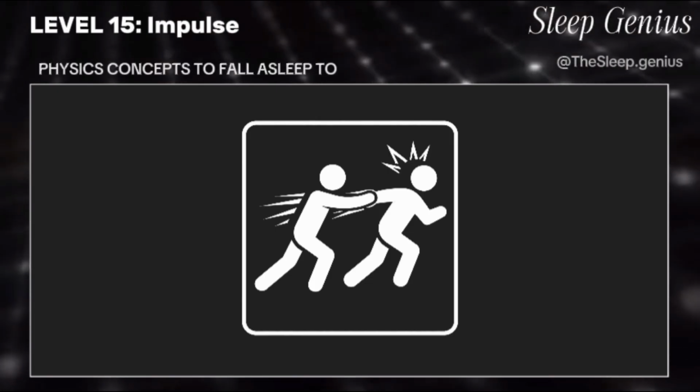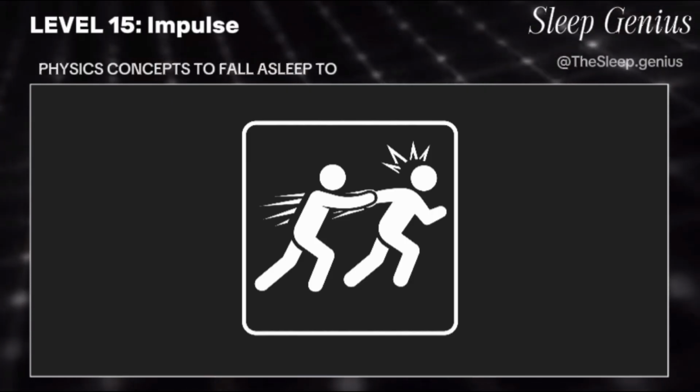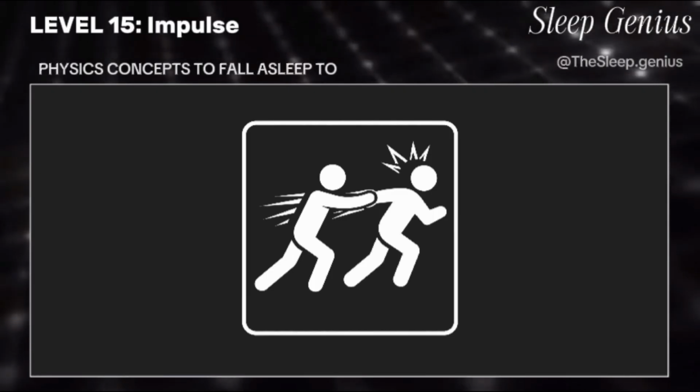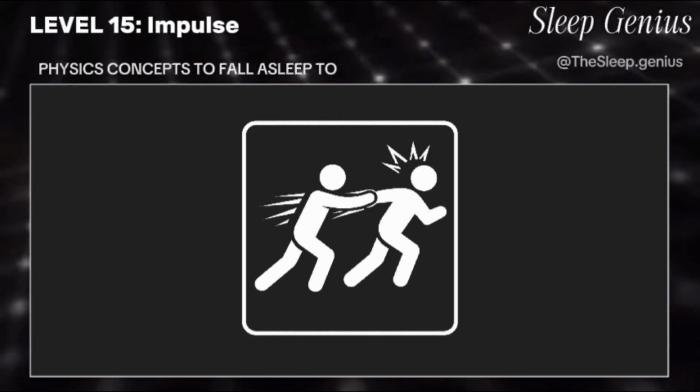Impulse applies when the force and time interval are measurable. Very complex forces, or extremely short times, may need approximations. Understanding impulse teaches us that timing and force together determine motion changes in many systems, from vehicles to sports.